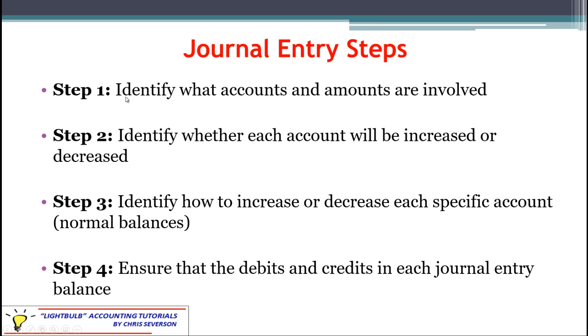So the steps for the journal entry: step 1, you have to identify what accounts and what amounts are going to be involved. Step 2, identify whether you're increasing or decreasing those accounts. And step 3, identify what that really means as far as debits or credits. How do you increase or decrease that account? And to do that, you have to know the normal balance rules. And step 4, just as a final check, ensure that the debits and credits in each journal entry balance out dollar-wise. And that's the key thing. It has to be the dollars.